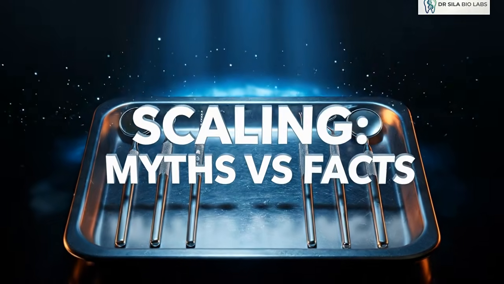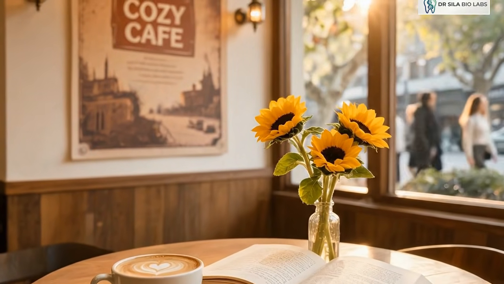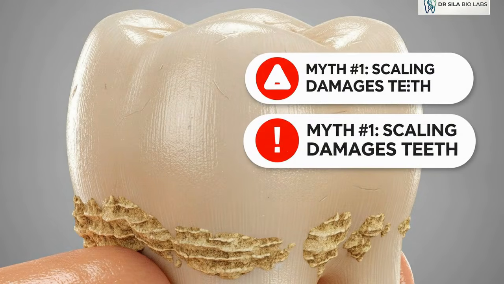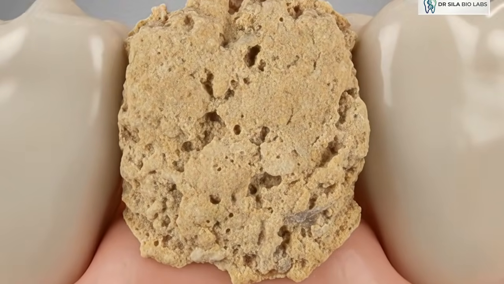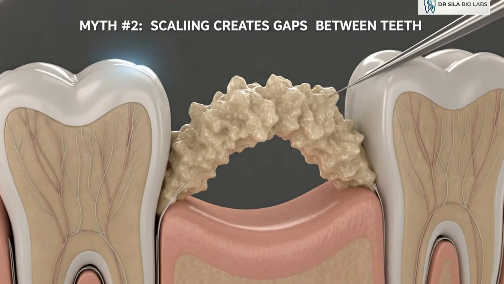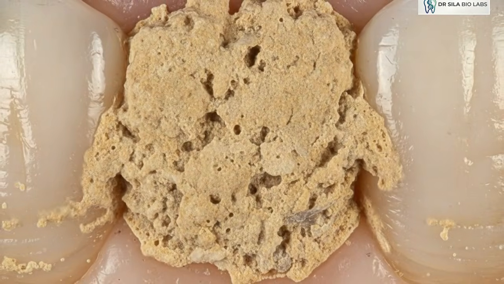Despite being one of the most common dental procedures, scaling is often surrounded by myths and misconceptions. Let's separate fact from fiction. Professional scaling targets plaque and calculus buildup, not your enamel. The instruments are designed to remove disease-causing deposits while preserving the tooth beneath. Those gaps were already there, filled by hardened calculus. Scaling doesn't create the spaces. It reveals what disease was hiding.